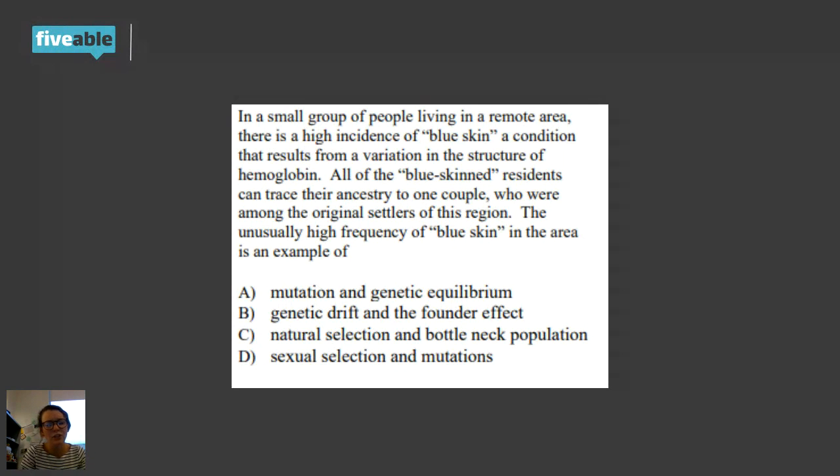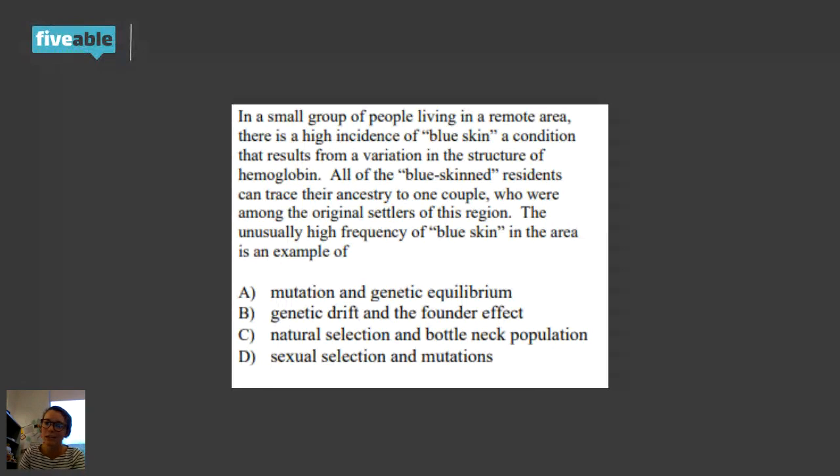Sexual selection and mutations, as far as we know, there's no one that's selecting to just mate with blue-skinned people. That's not explicitly clear. And there's no necessarily example of a mutation occurring within this smaller population. So that's not necessarily a completely wrong answer. This is something that you kind of have to get used to with AP Bio or any AP class. They do this fun thing where there's an answer that's right-ish, and then there's an answer that's definitely right or most correct. It's the same thing on the SAT.